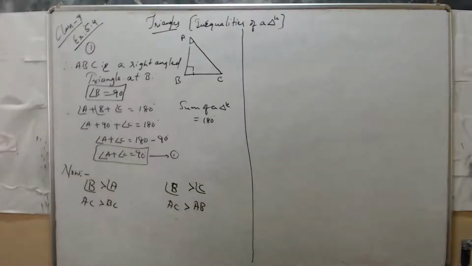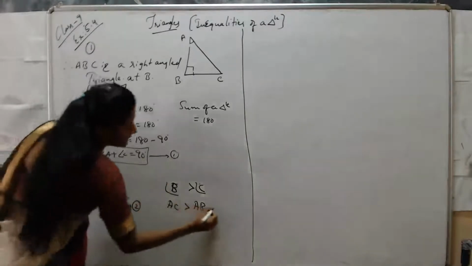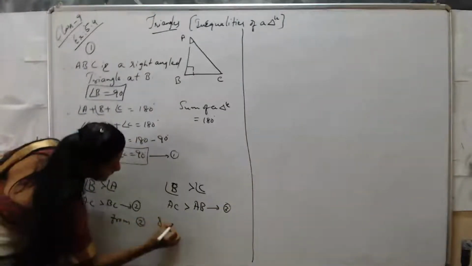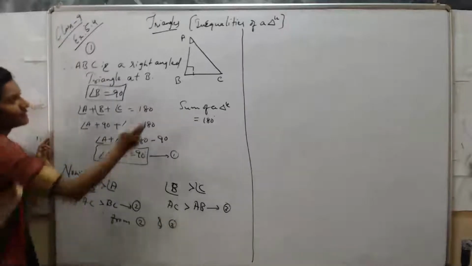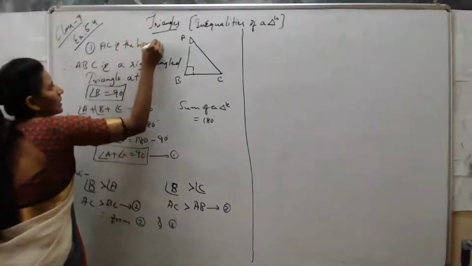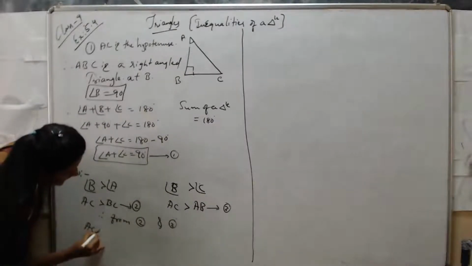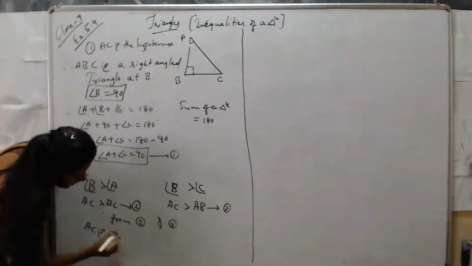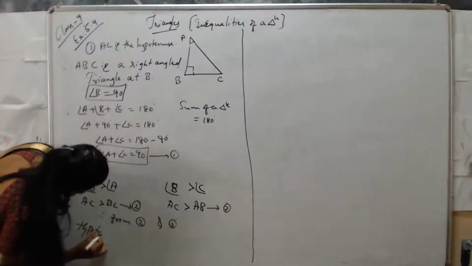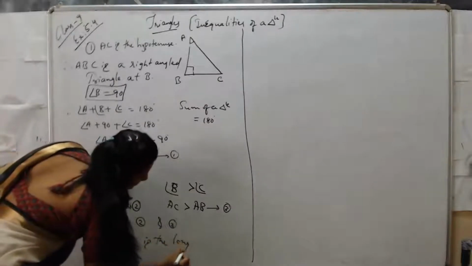Therefore, from 1 and 2, we can say that the hypotenuse is this. This is 2 and this is 3. Therefore, from 2 and 3, what is AC? AC is the hypotenuse. Therefore, from 2 and 3, AC is the hypotenuse. AC is the longest side.